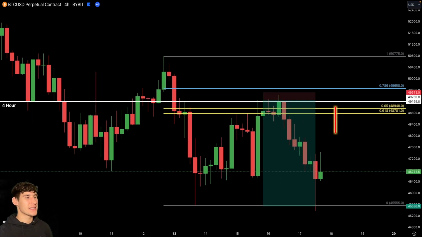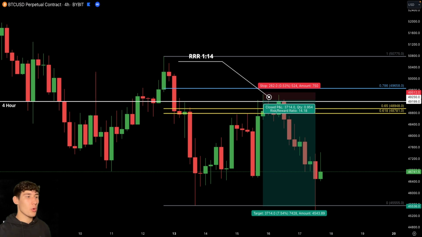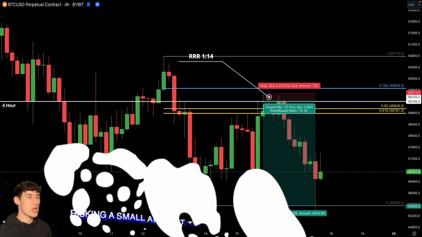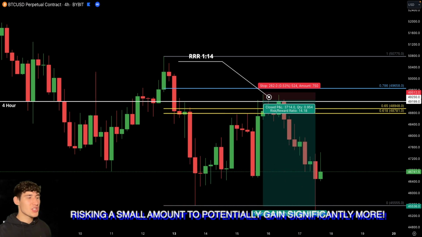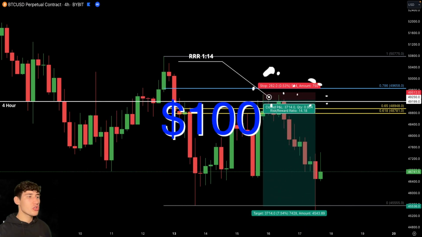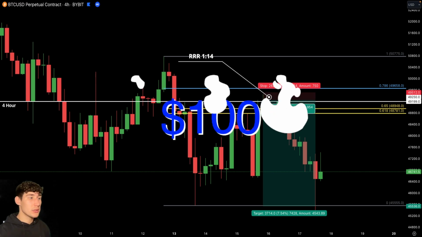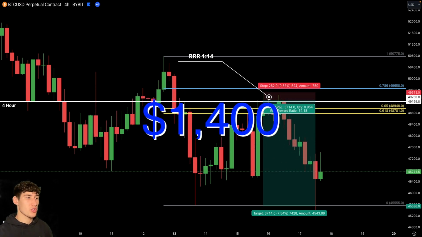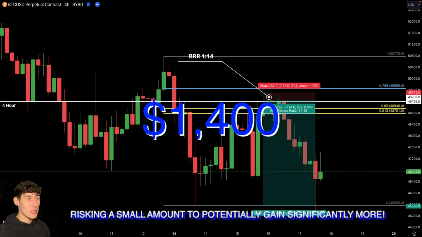As anticipated, the price descended, and we closed the trade at our support level, which consistently aligns with the 0 point of the Fibonacci retracement. Analyzing the risk to reward ratio, the strategy involves risking a small amount to potentially gain significantly more. For instance, a risk of $100 on this trade could yield a profit of $1,400, emphasizing the principle of risking a small amount to potentially gain significantly more.